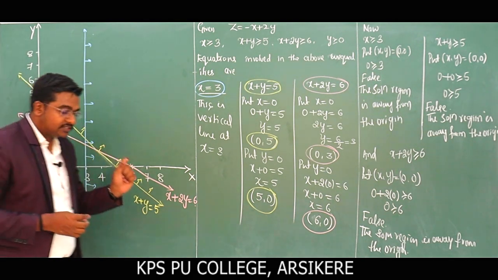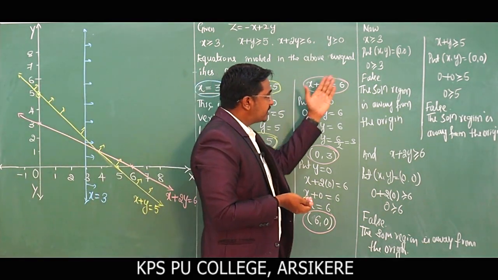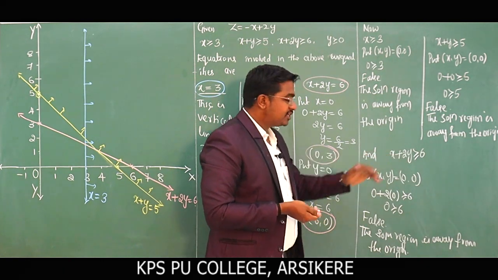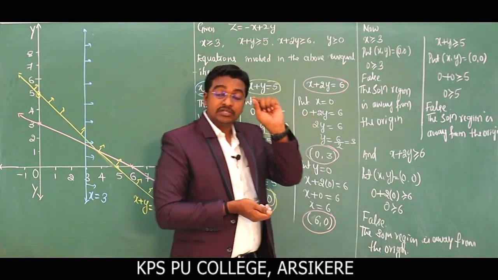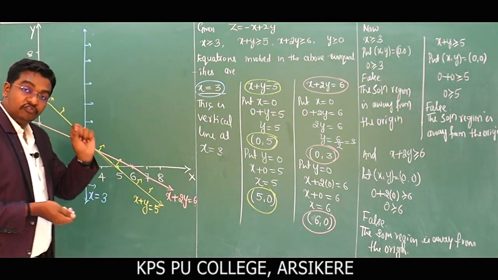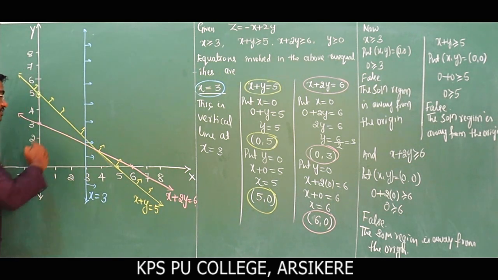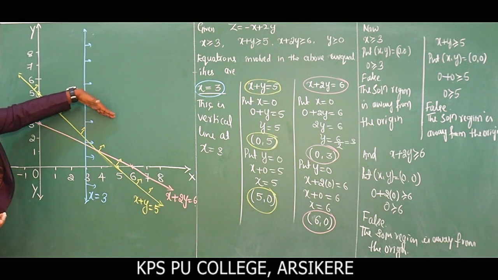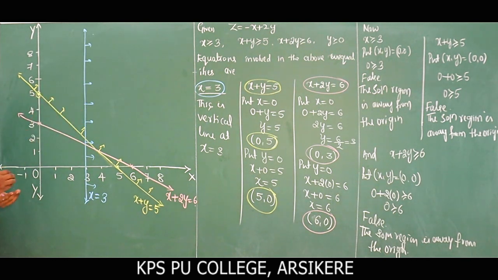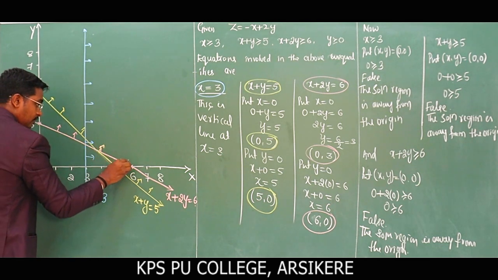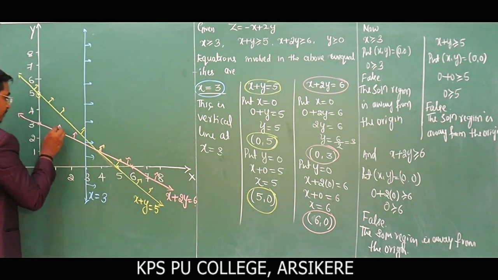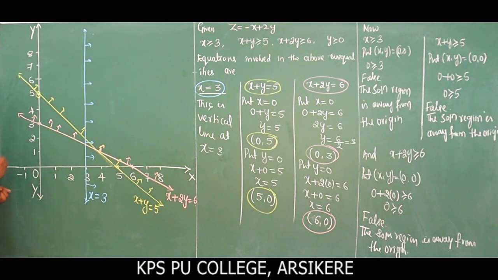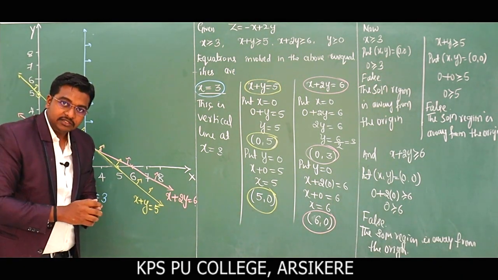So when I substitute x is equal to 0 and y is equal to 0 for the corresponding inequality, x plus 2y greater than or equal to 6, the inequality becomes false, hence the solution region is away from the origin, or the arrow mark is away from the origin, or opposite direction to the origin. This is the line. Clear? Okay. So then find the feasible region.